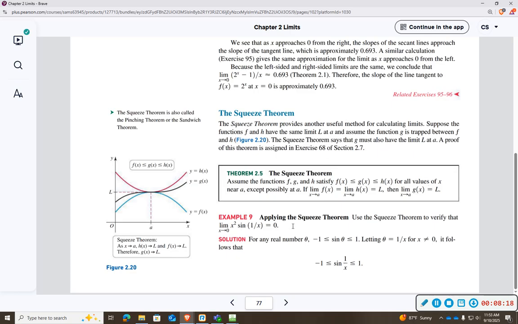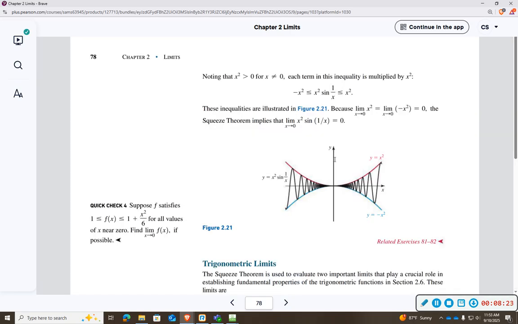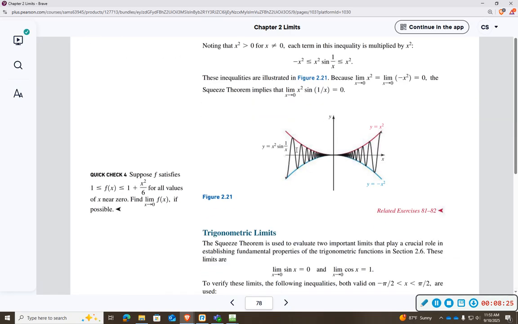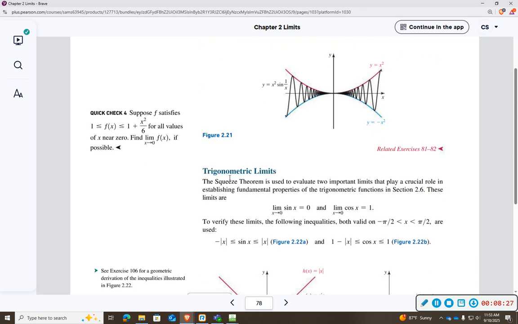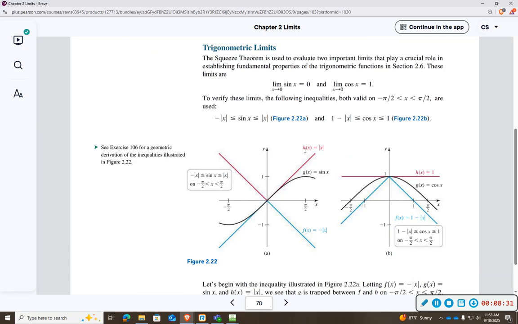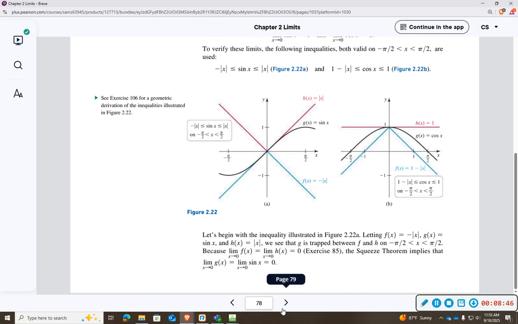And then you see an example of applying the squeeze theorem, and this is applying a trig function between two polynomial functions. And then we start talking about the trigonometric limits and applying the squeeze theorem to those as well, to show you how we arrive at the results. Because the trig functions are oscillating, we trap it between two points and apply the squeeze theorem.